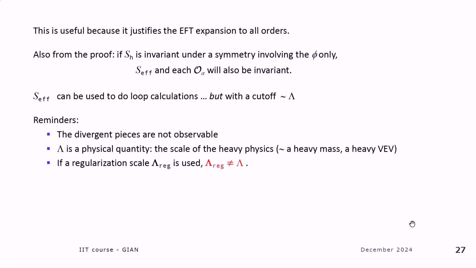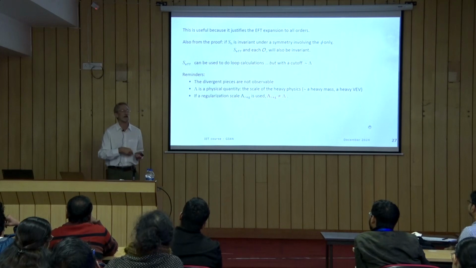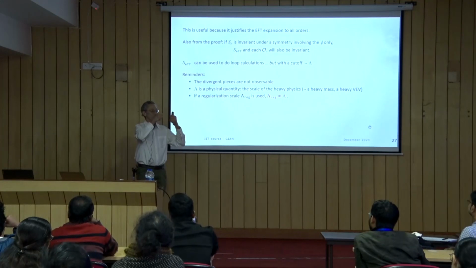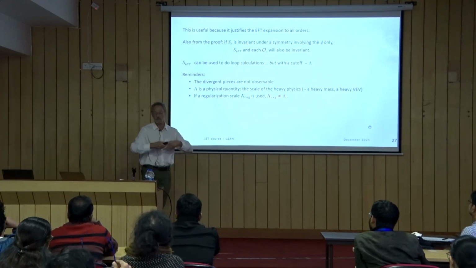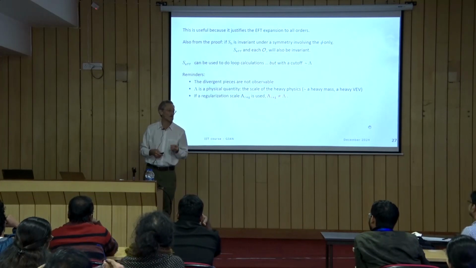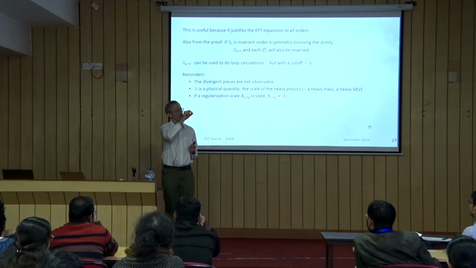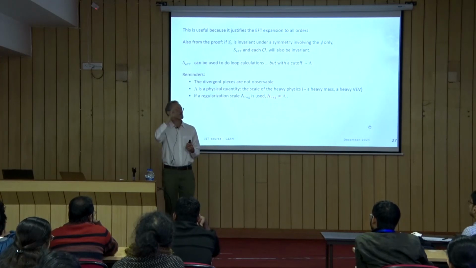But in the loop, those heavy particles can appear, right? Of course. But here's the thing: if you do a calculation with the full theory, you put in the propagators for the heavy particles, and you do the calculation, and you're done. If you do it with the effective theory, you're not doing that. Instead of the propagator being 1 over p squared minus m squared, you're expanding the propagator. It becomes 1 over m squared plus p squared over m squared plus p to the fourth over m to the fourth, and so on.